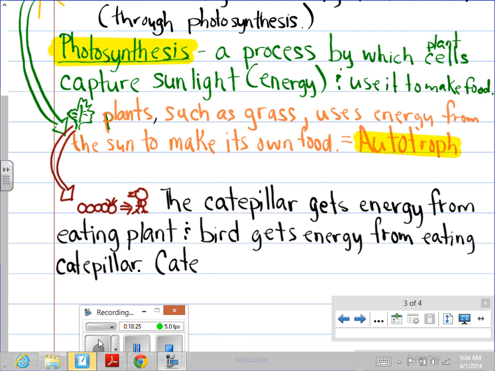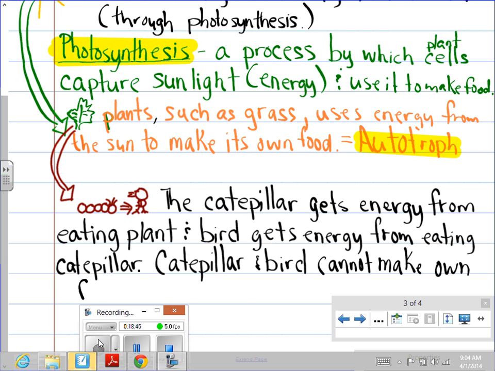The caterpillar and bird, can they make their own food? No. They cannot make their own food. Therefore, they would be called heterotrophs.